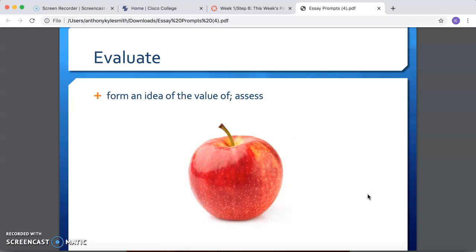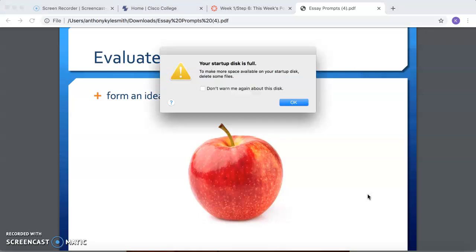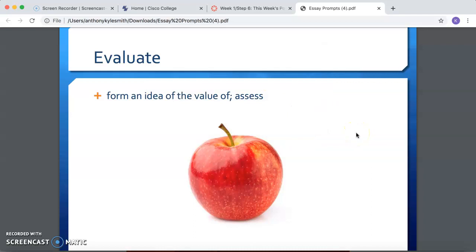So make sure whatever essay you're writing for whatever class that you're adhering to the prompt. And in particular, sorry about that, you are doing what the verb of the essay prompt asks you to do.